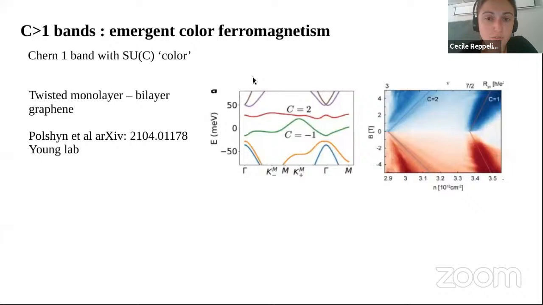And so there's a quite recent experiment coming from Andrea Young's lab in twisted monolayer-bilayer graphene, where they claim to have observed a color polarization in a Chern 2 band. So there are actually, I think, probably other examples experimentally, but I'm going to focus on this one. So in twisted monolayer-bilayer graphene, I extracted this from this paper. This is the band structure around charge neutrality, and you see that the conduction band has a Chern number equal to 2.